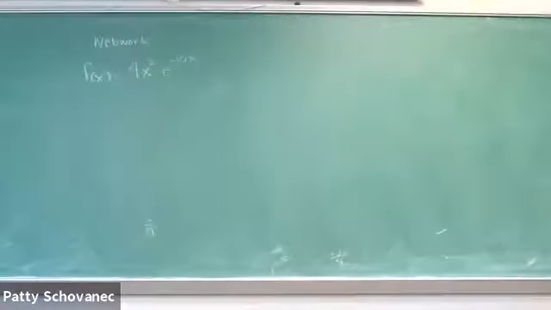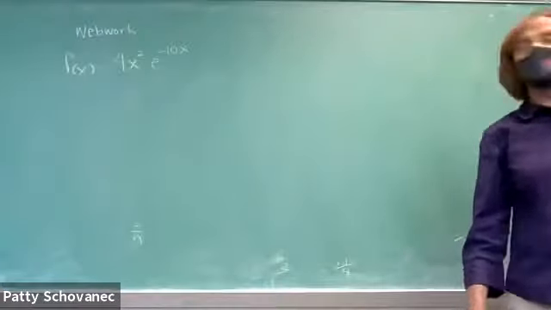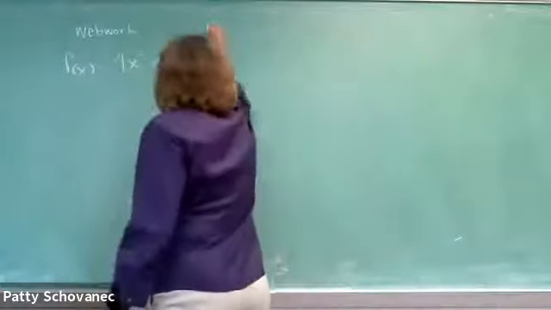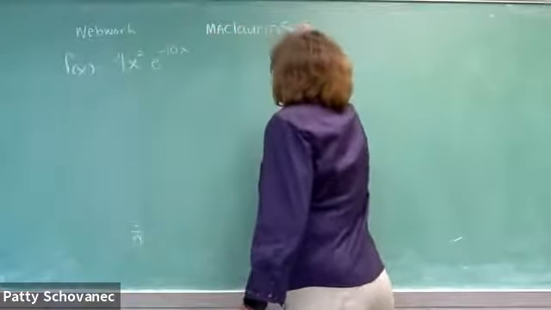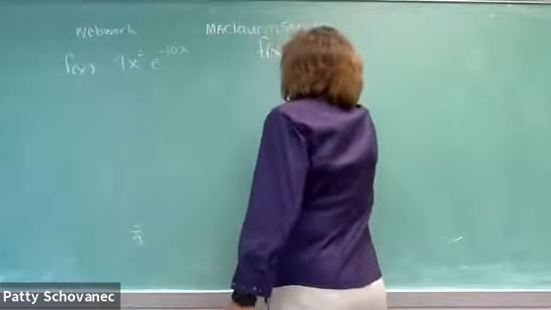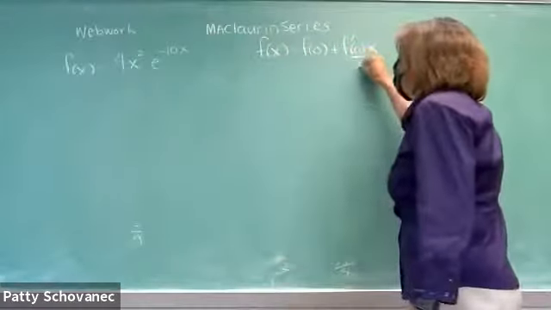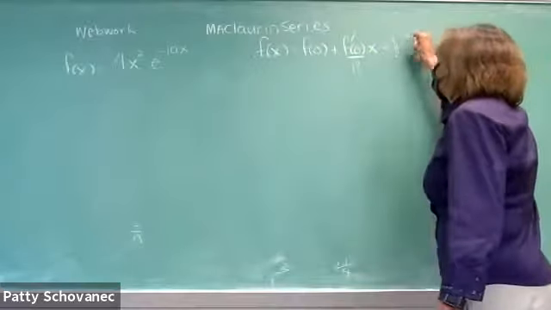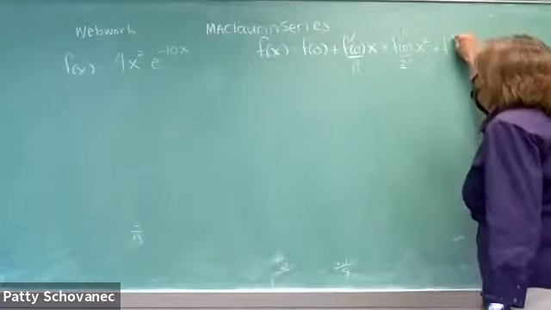So I'm making a Maclaurin series out of this. Our formula for the Maclaurin series would be one way to do it. We take our function and we find f of 0 plus f prime at 0 times x over 1 factorial plus f double prime at 0 times x squared over 2 factorial, and so on.